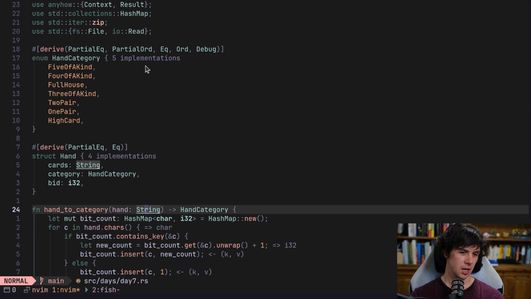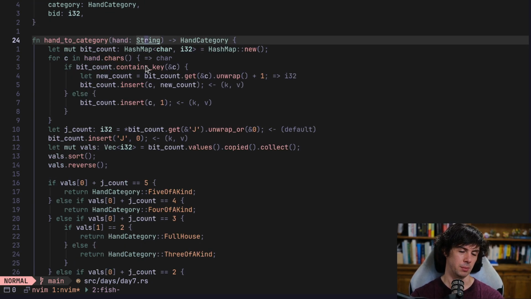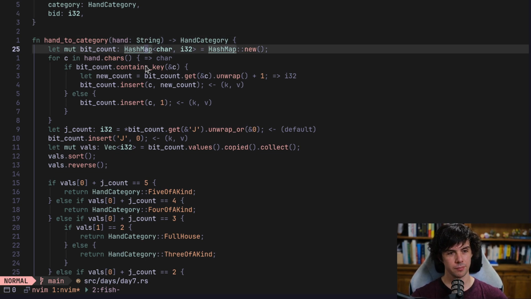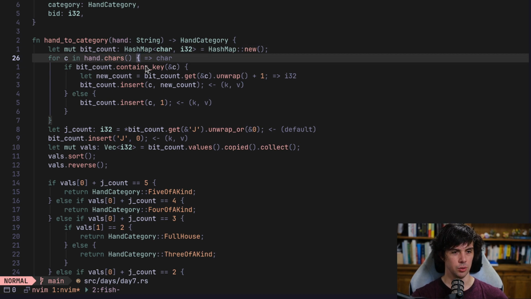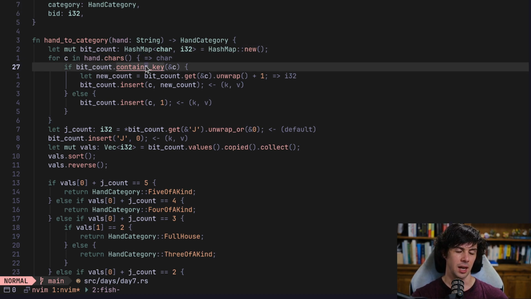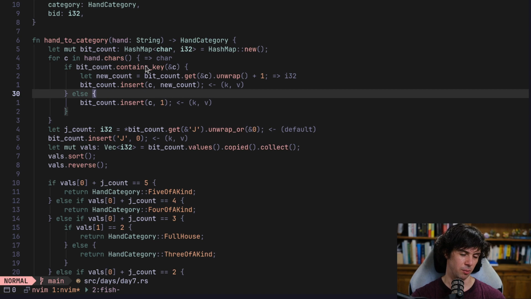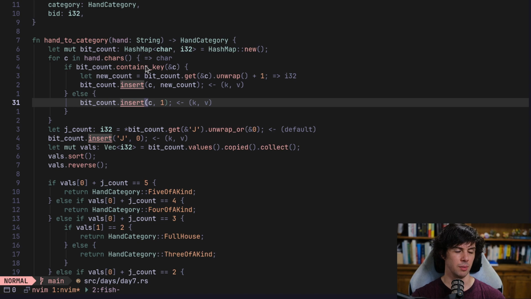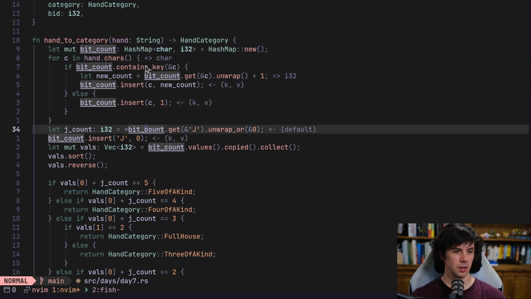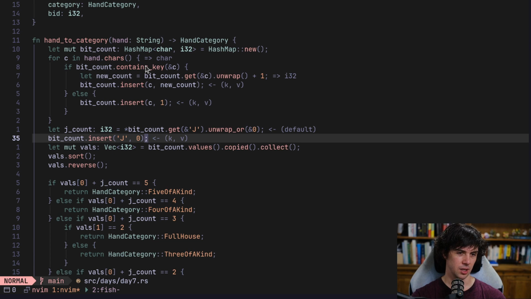We have a function here, hand to category, which maps a string representation of a hand to a hand category enum. It uses a hash map to loop through all the characters in that hand and store a count of how often each character appears. Now, characters in this case represent the different cards. You might have a 2, a 3, a T, a J, and it stores them in a hash map. This line here about J count and nulling the J, that's all to do with part 2, so just pretend that doesn't exist anymore. Pretend J count is always 0.